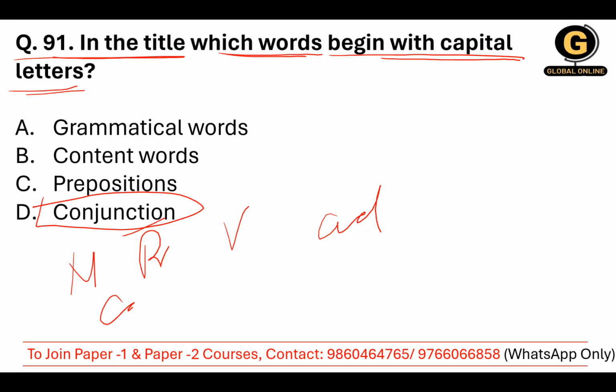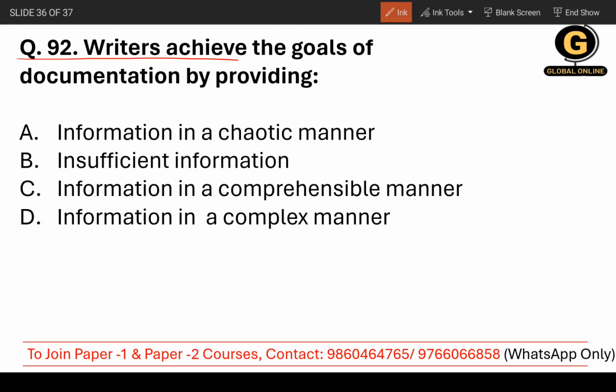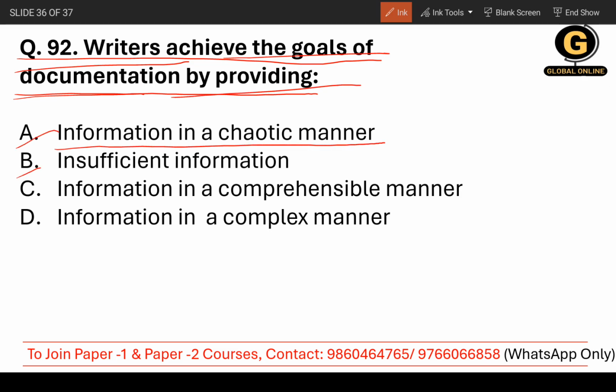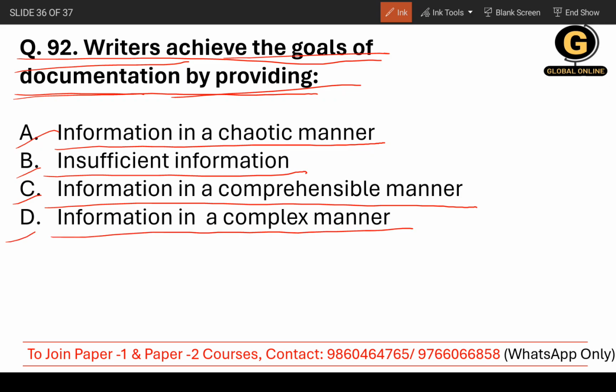Okay, moving on to the last question. Writers achieve the goals of documentation by providing information in a chaotic manner, insufficient information, information in a comprehensible manner, or information in a complex manner. Chaotic manner? Of course not. Insufficient? Of course not. For documentation, you need to be sufficient with the information, right? Information in a comprehensible manner? Of course. In a complex manner? No, it's common sense.